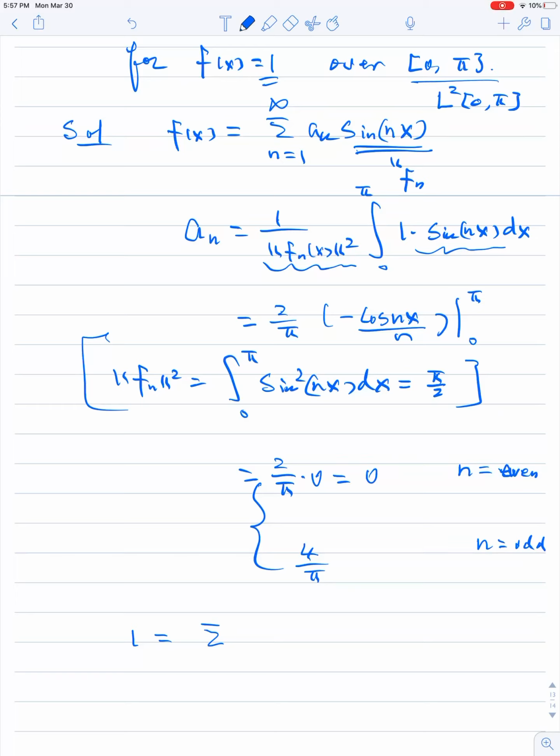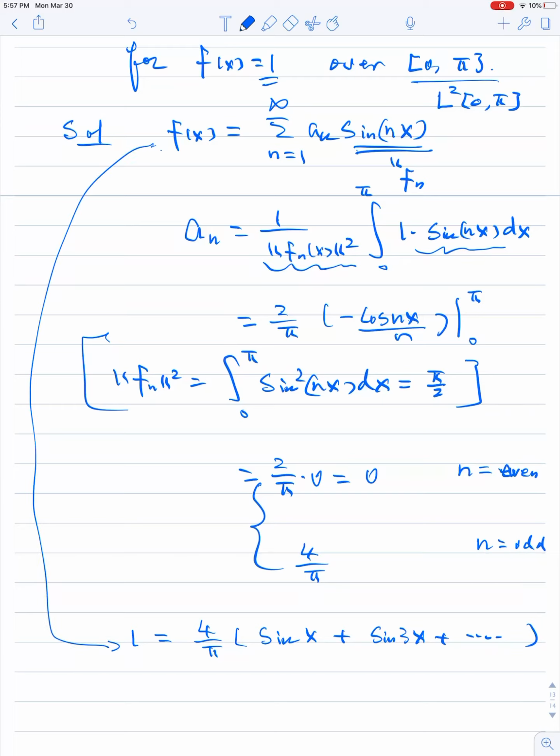You have only the odd integer terms, so it's 4 over pi times sine x plus sine 3x over 3, and so on over the odd integers. This is the Fourier sine series expansion for 1.